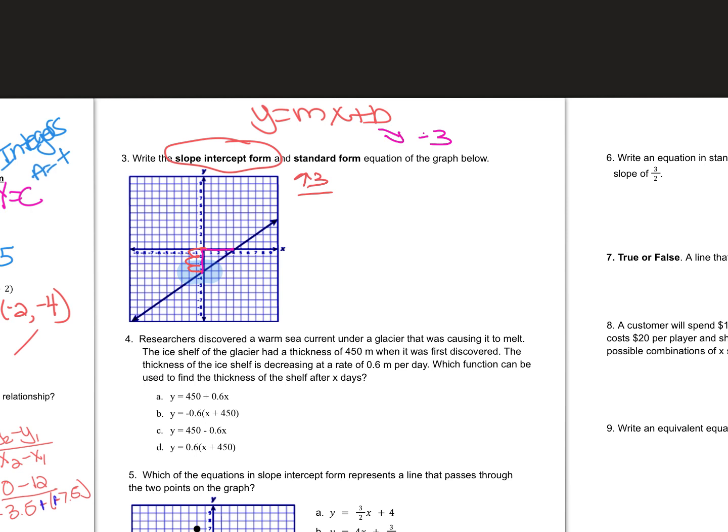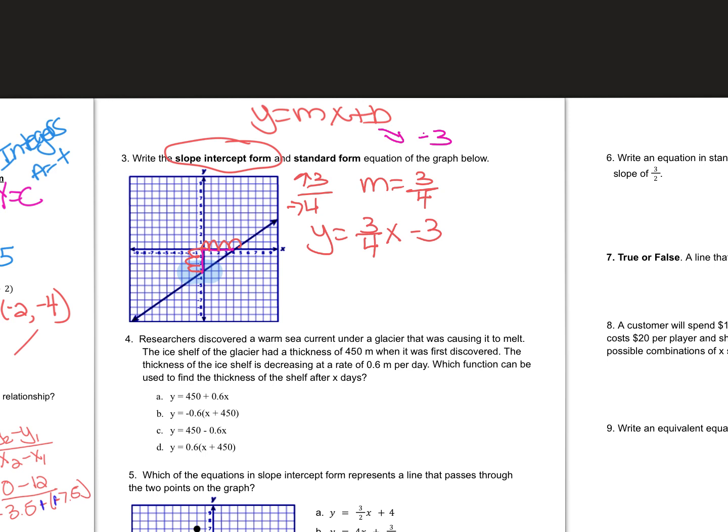And my change of x, I'm going over 1, 2, 3, 4. So I have a slope of 3 over 4, positive. And looking at my graph, I do in fact have a graph that is positive. So when I write this into slope-intercept form, I have y equals 3/4x minus 3. Okay, so the first part of this question is done.